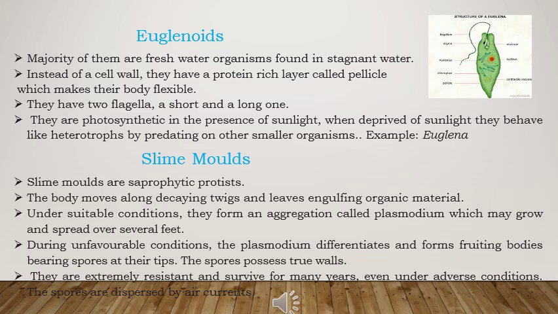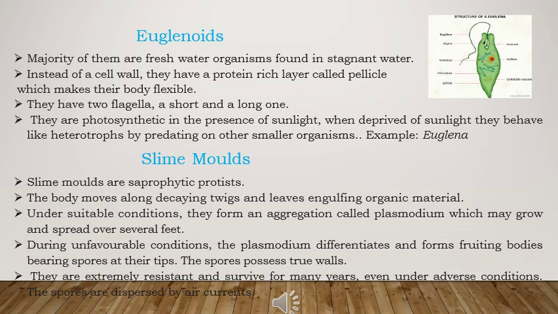In the presence of sunlight, they act as photosynthetic organisms, whereas if sunlight is not present, they act as heterotrophs and predate on small organisms. जब sunlight presence होती है तो ये photosynthesis process करते हैं, लेकिन अगर sunlight absent है तो ये छोटे छोटे, अपने से भी छोटे जो organisms हैं उनको खाते हैं. The most evident example for euglenoid is euglena.